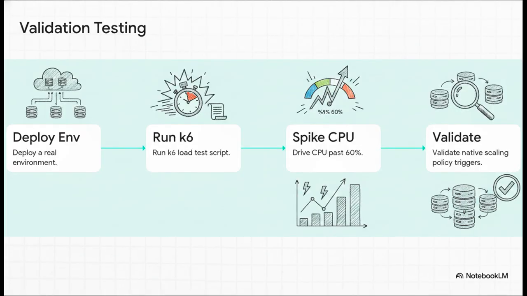But here's a question. How do you know this scaling actually works? Well, this blueprint doesn't just guess. It includes a rigorous post-deploy testing methodology using a tool called K6. You deploy a real environment, you point the K6 load test script directly at the load balancer, and you actively force the CPU past that 60% threshold. You can literally sit there and watch the native scaling policy trigger in real time. It completely proves that your infrastructure can handle a massive traffic spike when it actually happens in the wild.